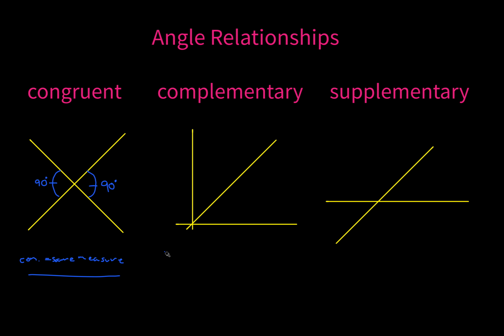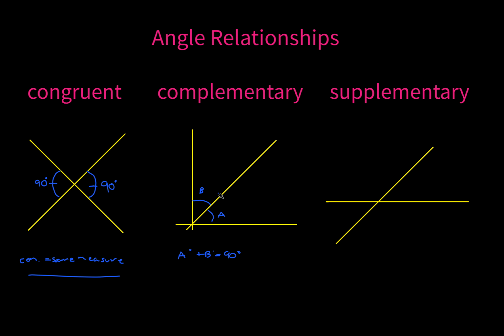All right, another type of angle relationship that two angles can have is called a complementary relationship. This happens when two angles, we'll call this angle A and this angle B, when their measures are added together, it equals 90 degrees.